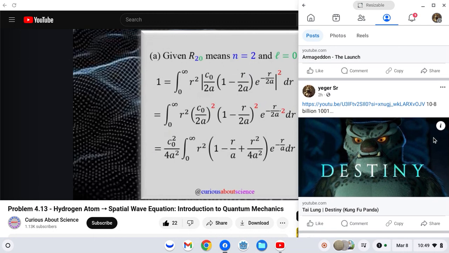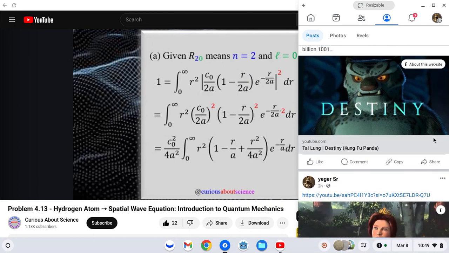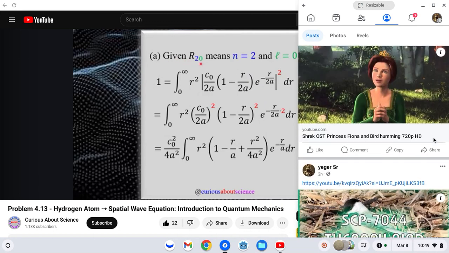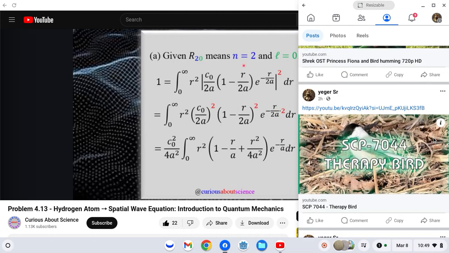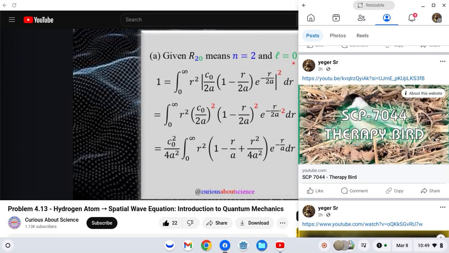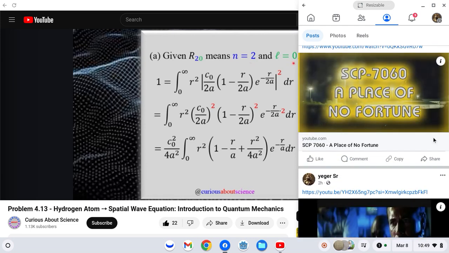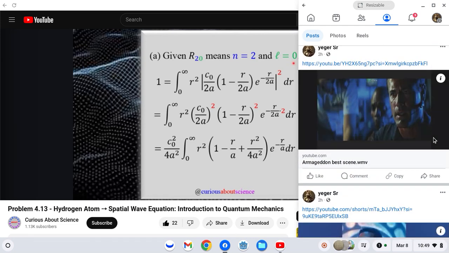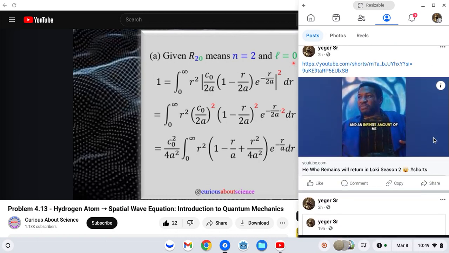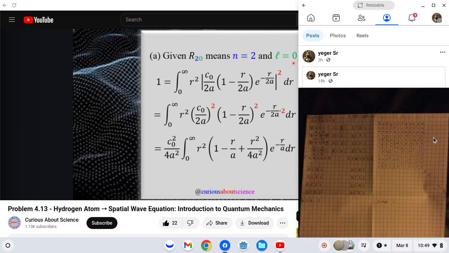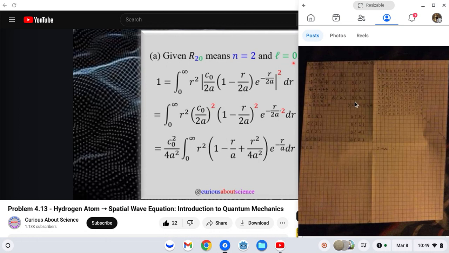So then, here in part A, what we realize is that we were given R of 2, 0, and this means that n equals 2 and l equals 0, as the color coordination suggests. Understanding these forms and being able to identify what they are is half the battle sometimes in many of the physics classes, but especially in quantum mechanics. So I like color coordinating for that fact.